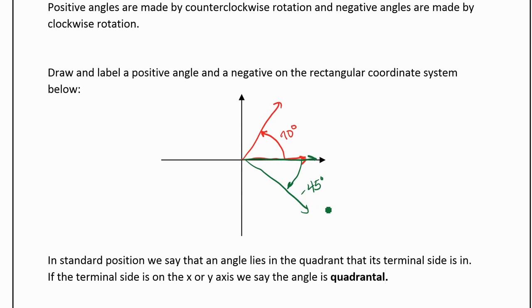So in standard position, we say the angle lies in the quadrant where its terminal side is. So our red angle up here would be in quadrant 1, and our green angle that we drew would be in quadrant 4. If it lies on the x or y axis, so you've got your initial side, and then if you have your terminal side here at 90 degrees, then we call that a quadrantal angle. So if the terminal side is on either the x or the y axis, that's called a quadrantal angle.